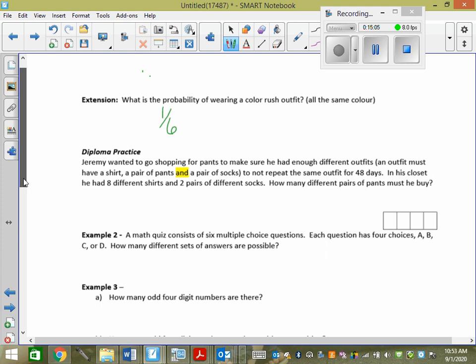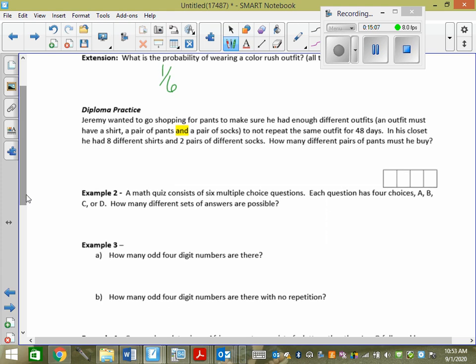Okay. Jeremy wanted to go shopping for pants to make sure he had enough different outfits. An outfit must have a shirt, a pair of pants, and a pair of socks. Just one of each. To not repeat the same outfit for 48 days. So he's going to be washing his clothes a lot, don't get me wrong, but not having the same outfit. So same pair of socks, same pair of pants, same shirt. So in his closet, he has 8 different shirts, 2 different pairs of socks. How many pants must he buy?